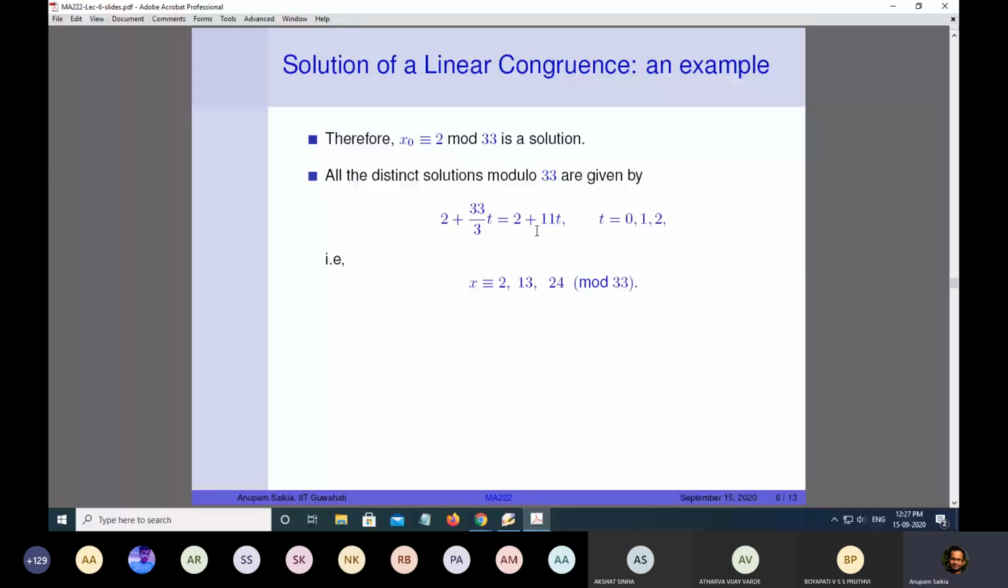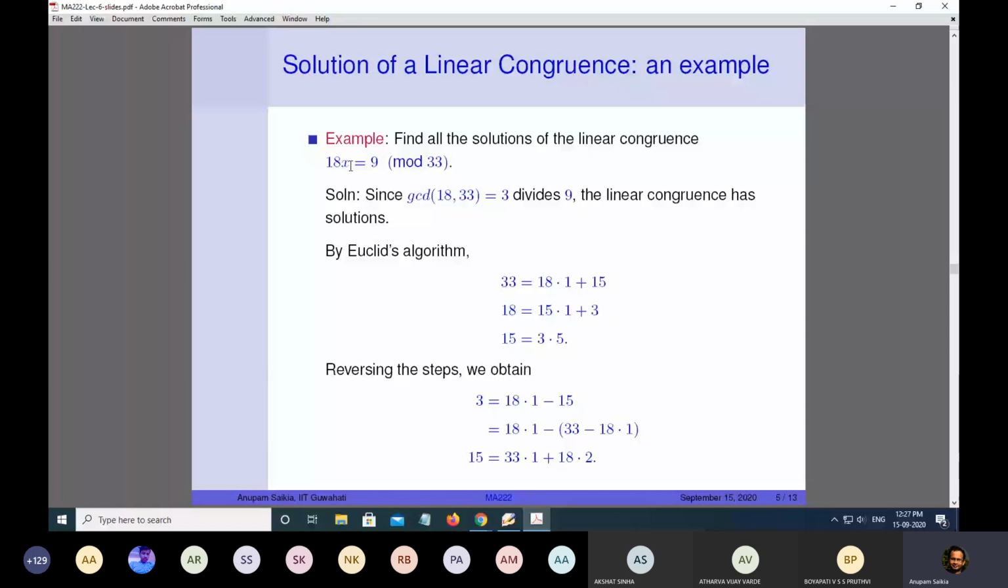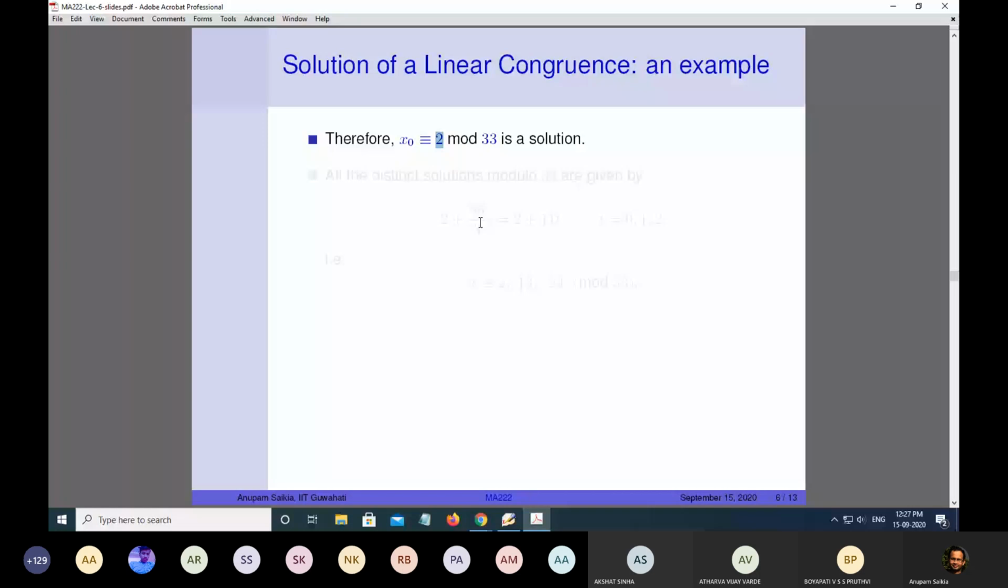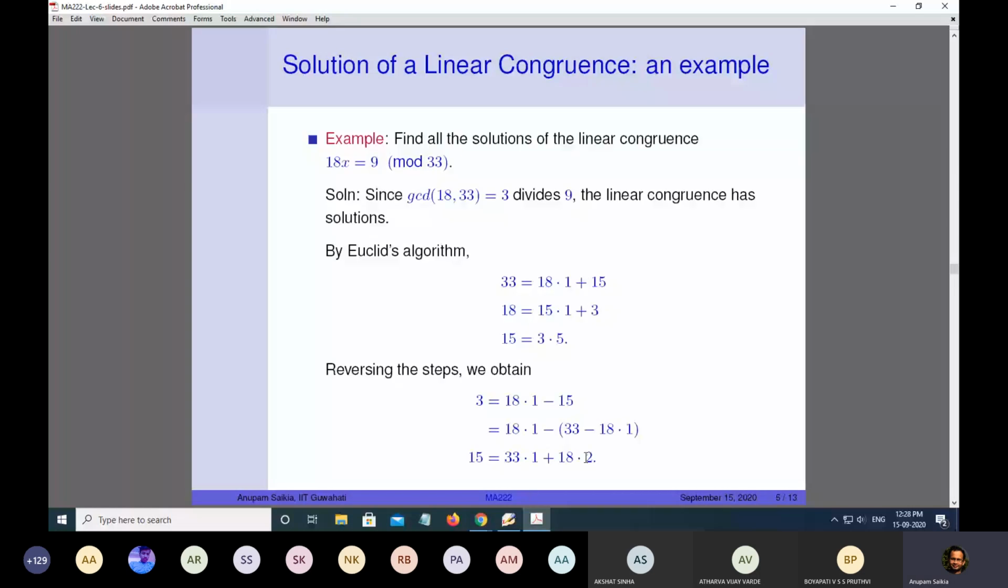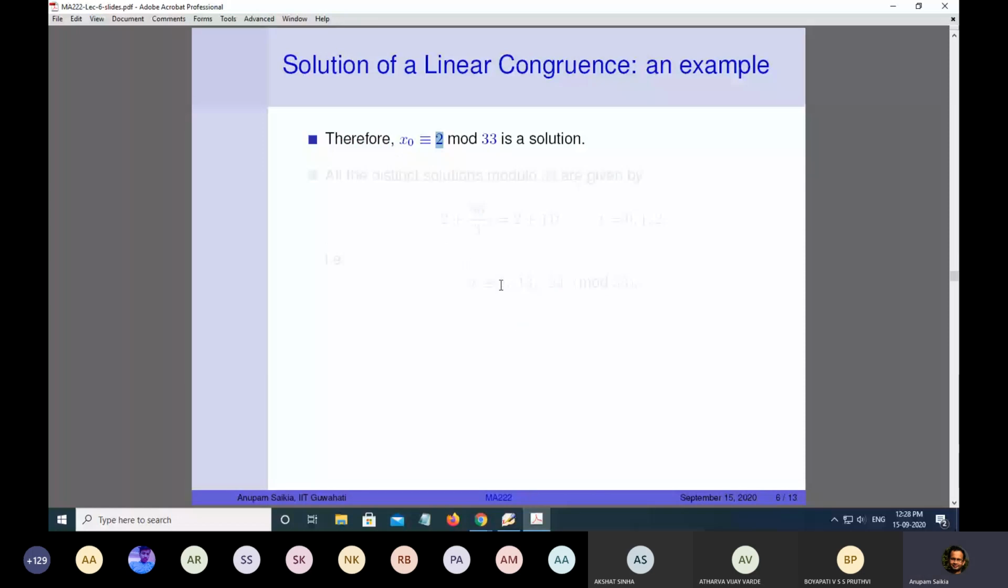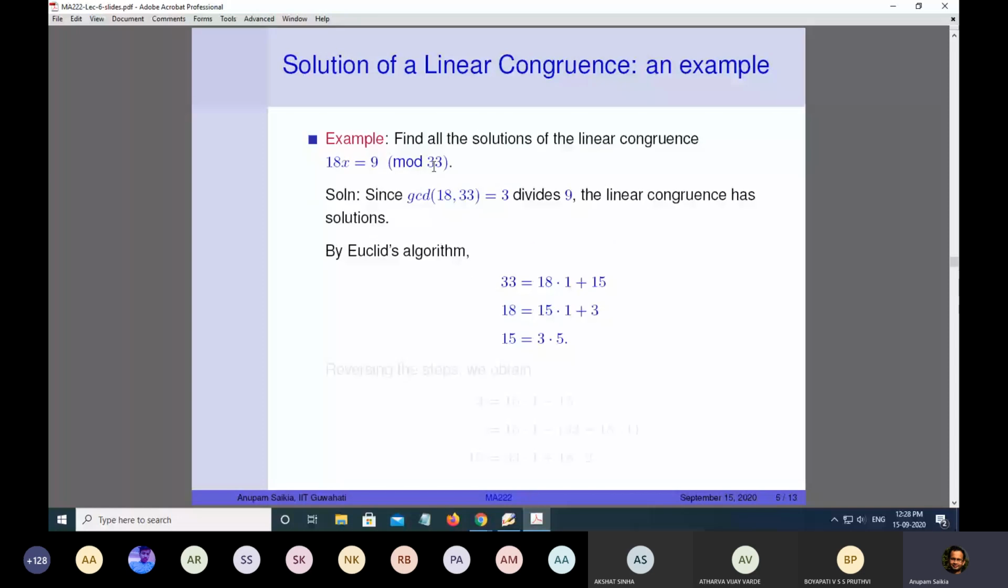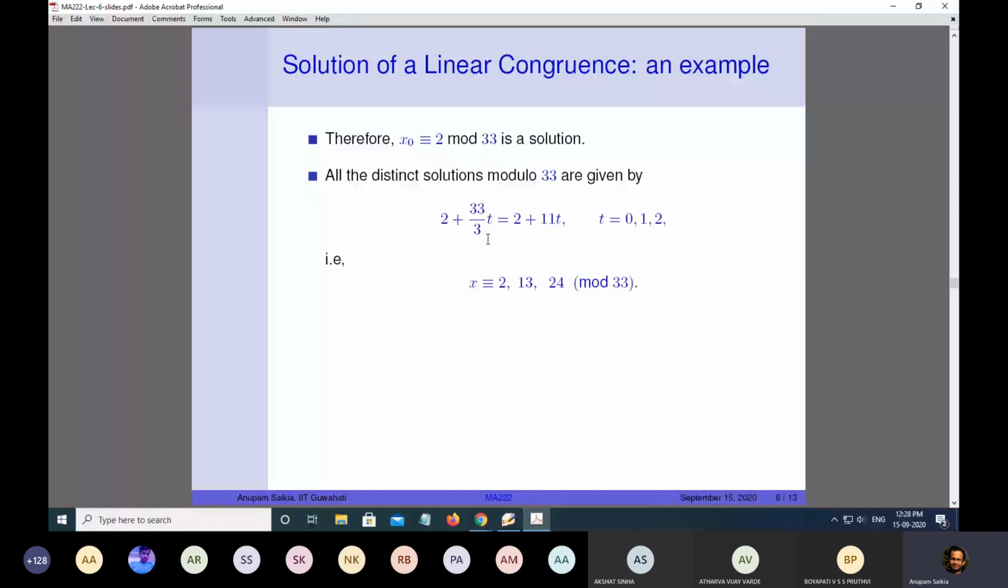So basically t equal to 0, 1 and 2 I should put, but this is actually giving me the solution to 3. So 2 times 18 will give me 3. If my equation was actually 9 as I wrote, then I have to multiply it by 3 times. So my solution should be 6 here. For 18x congruent to 3 mod 33, the solution is 2 as I stated, but for 18x congruent to 9 mod 33, I just have to multiply by 6.